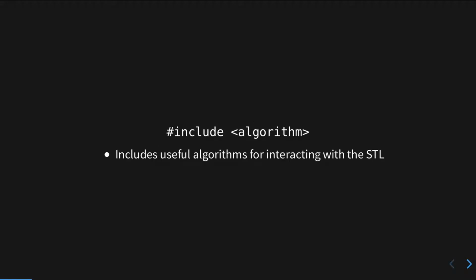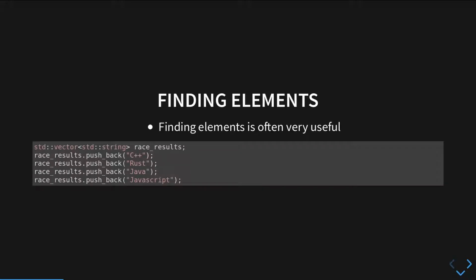There are many useful algorithms that one typically will run on any data structure. The standard algorithms library includes a large number of these that we can use without rewriting them ourselves. Finding elements is often very useful. For example, if I insert the names of everyone who finished the race in the order that they arrived, I might want to see if a particular person finished the race, and what position they finished in.